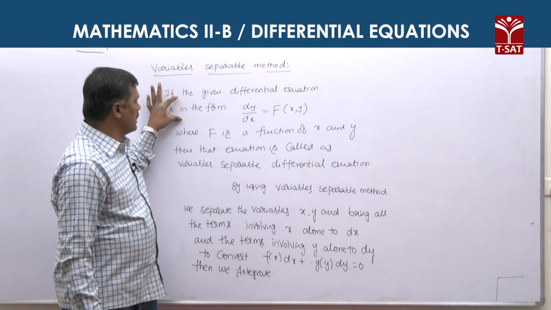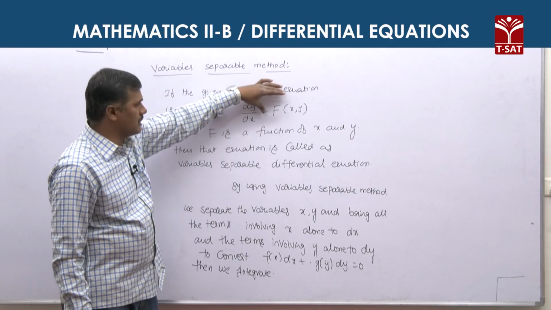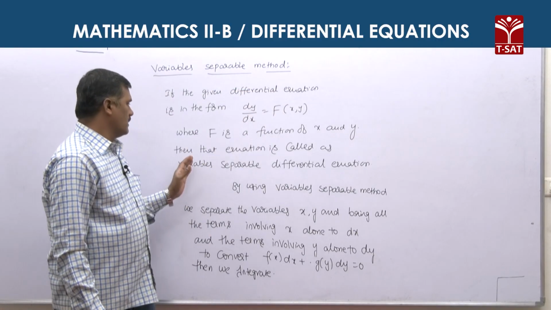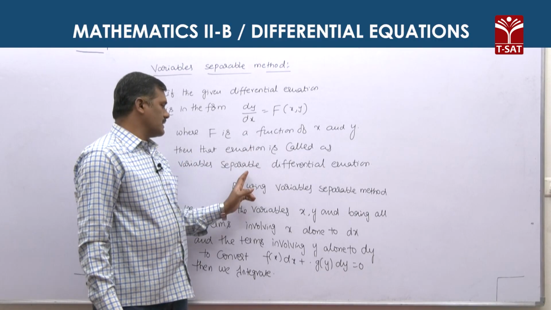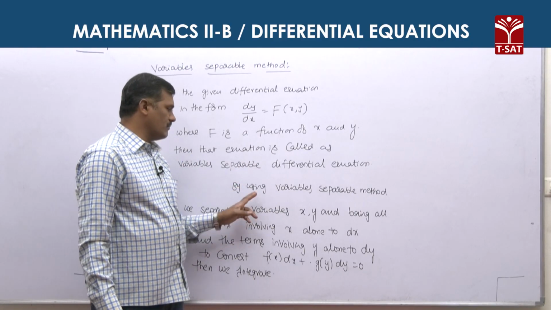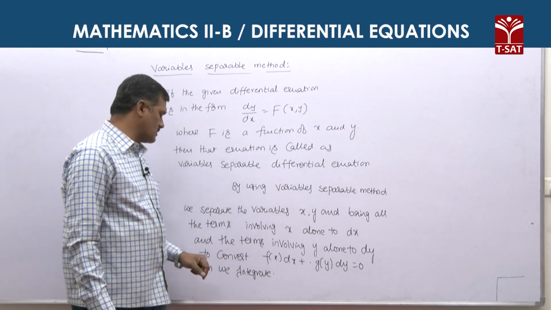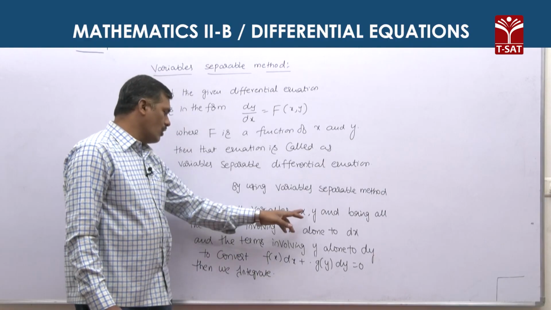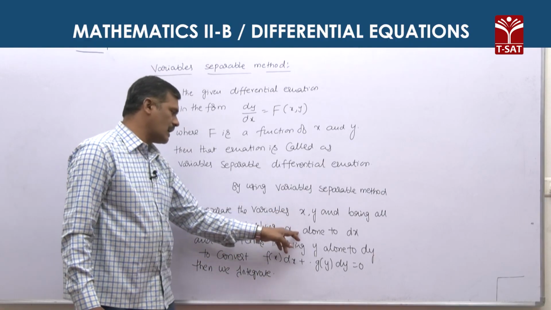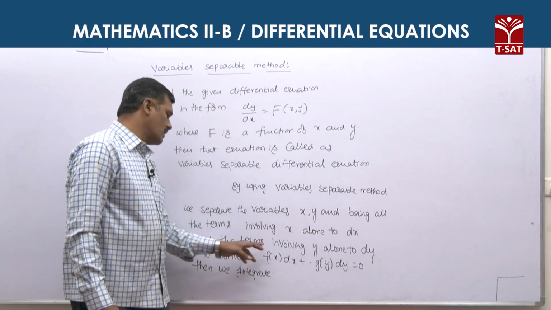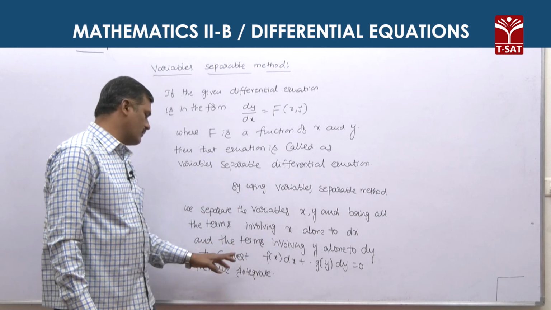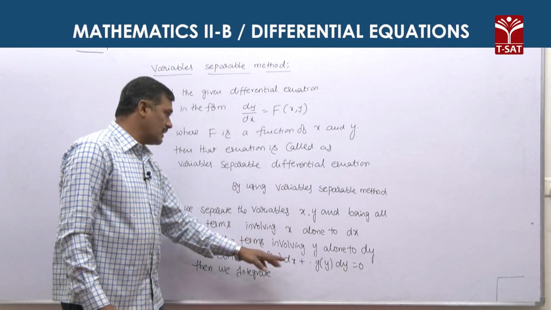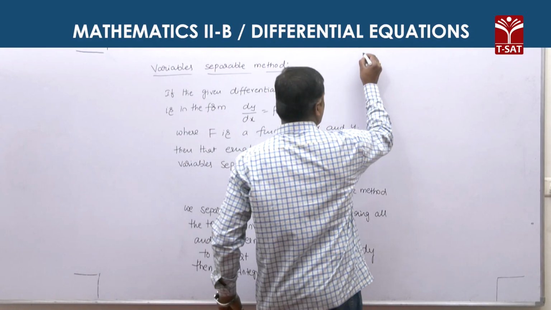If the given differential equation is of the form dy by dx equals f of x comma y, where f is a function of x and y, then the equation is called a variable separable differential equation. By using the variable separable method, we separate the variables x and y, bringing all the terms involving x alone to dx and all the terms involving y alone to dy, to convert it into this form, and then integrating.